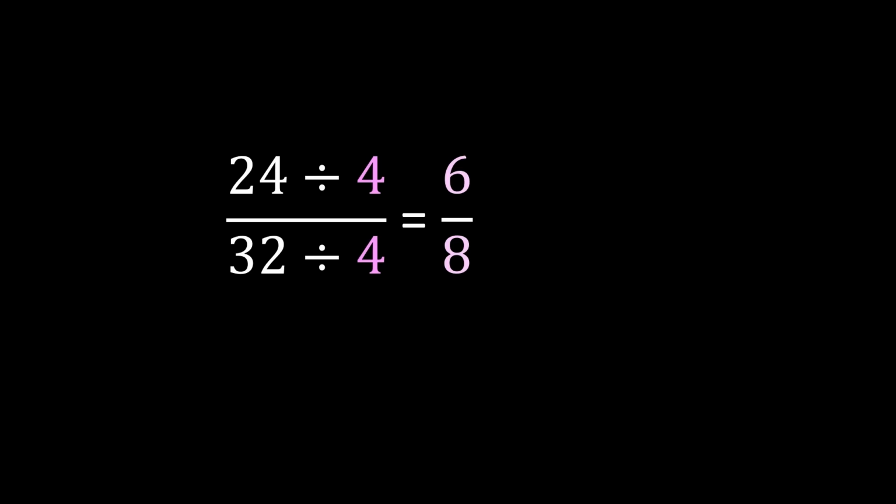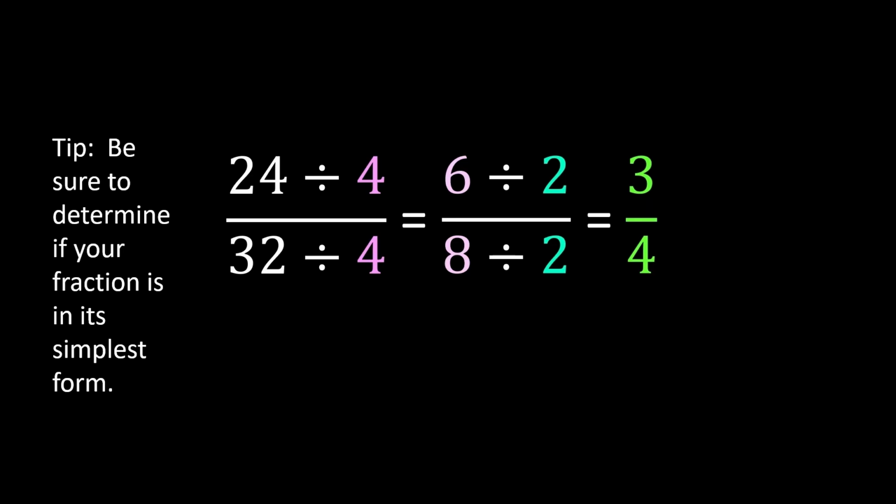6 and 8 share a common factor of 2. So I'll be dividing 6 by 2 and 8 by 2 to continue simplifying. 6 divided by 2 is 3, and 8 divided by 2 is 4. And again, be sure that your fraction is in its simplest form. Well, 3 and 4 don't share any common factors, so I've got my fraction in simplest form. 24/32 equals 3/4.